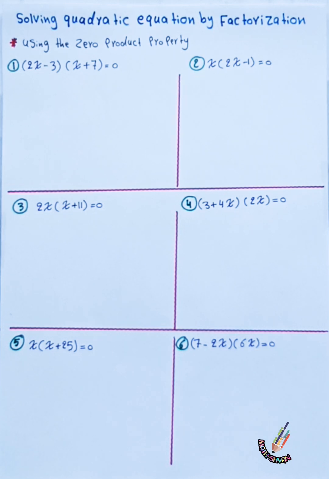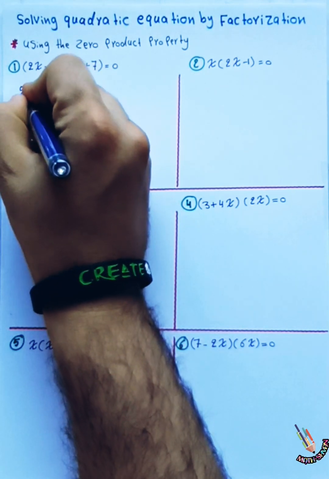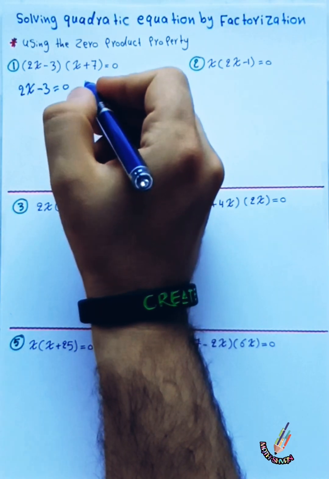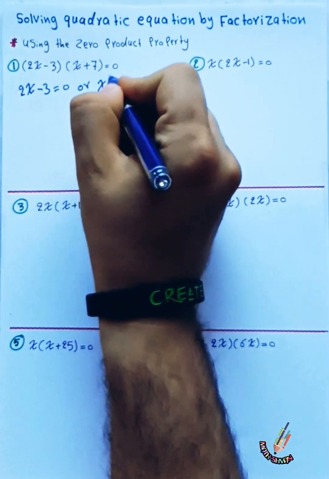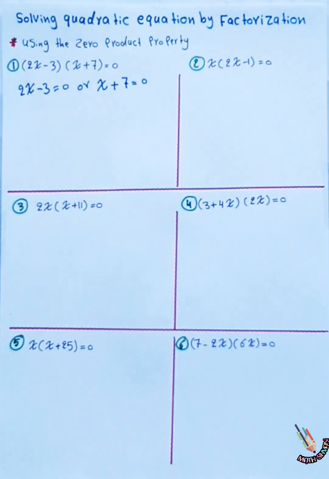First example, we have (2x minus 3)(x plus 7) equal to 0. We have to find the value for x for each parenthesis apart like that. We have 2x minus 3 equal to 0, or x plus 7, the second parenthesis, equal to 0, and then we have to find the value for x for each equation.